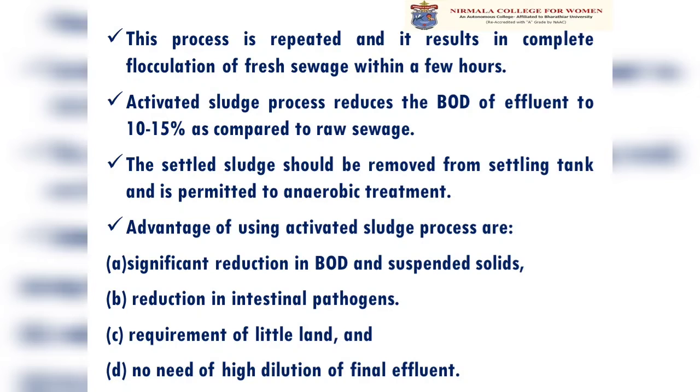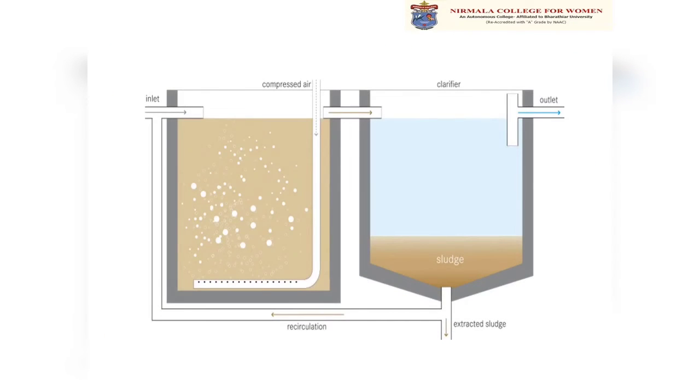The activated sludge process reduces the BOD of effluent to 10 to 15% as compared to raw sewage. The settled sludge should be removed from the settling tank and is subjected to anaerobic treatment. Advantages of using the activated sludge process are significant reduction in BOD and suspended solids, reduction in intestinal pathogens, requirement of little land and no need of high dilution of final effluent. This is a representation of activated sludge.